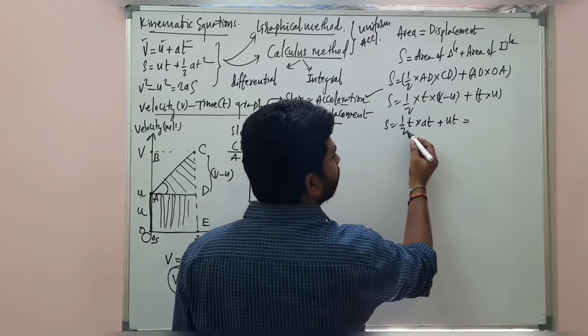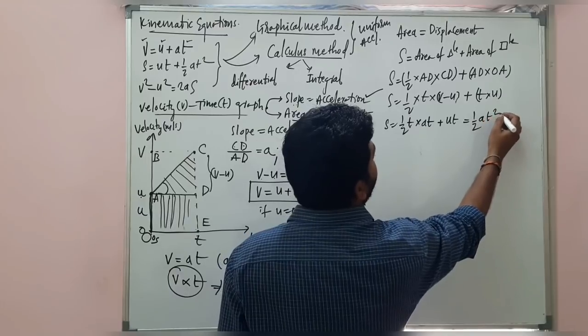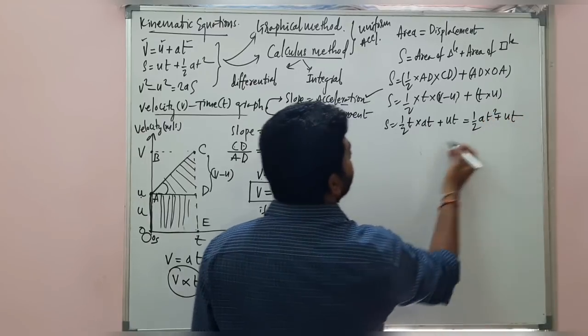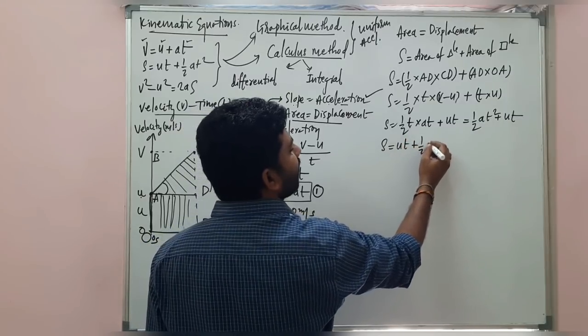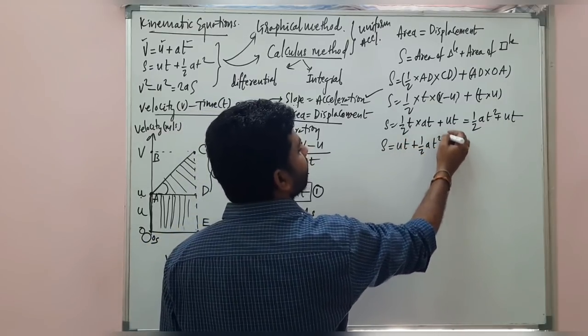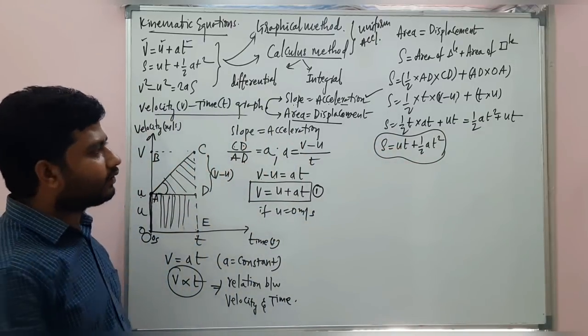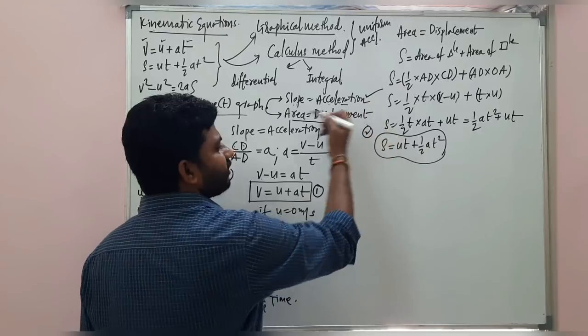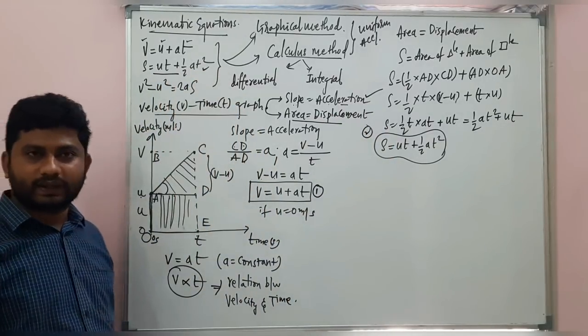Once again, this is half AT into T, which is half AT square, plus UT. So let me write S is equal to UT plus half AT square. Understand? Second equation of motion. That's it. This is the second equation of motion. Look at here, compare with this. S is equal to UT plus half AT square.